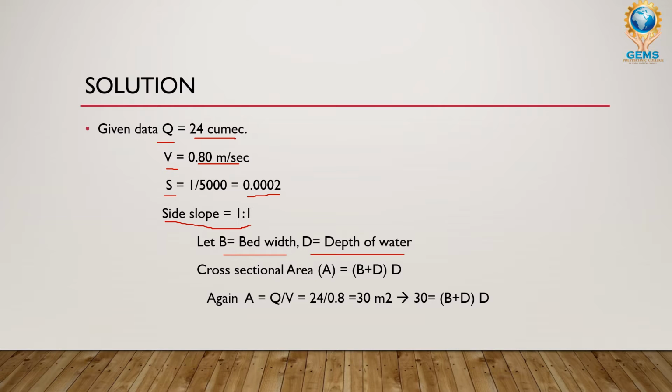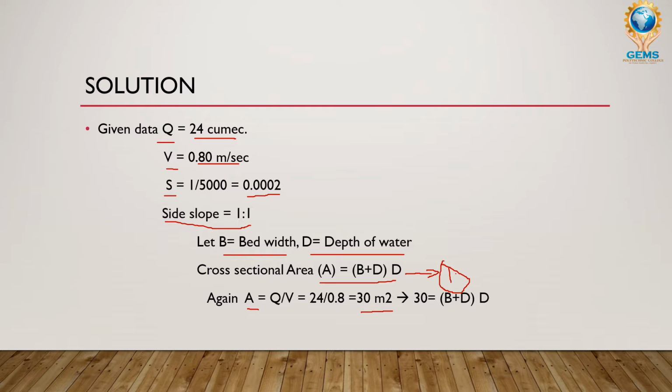Then the cross sectional area A is equal to (B plus D) into D. Then again A is equal to Q by V. Actually A is our cross sectional area. We know the formula as discharge by velocity, where Q is our discharge and V is our velocity. Substitute the values: Q is 24, V is 0.8. After dividing you get 30 meter square. Now this is our area. Substitute this area value in equation number 1: 30 is equal to (B plus D) into D.